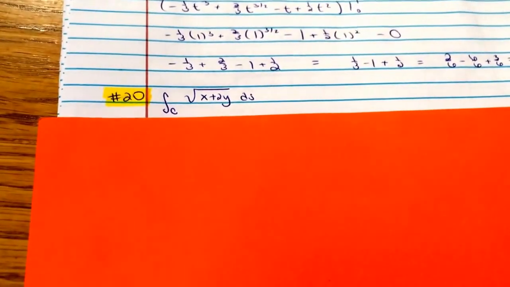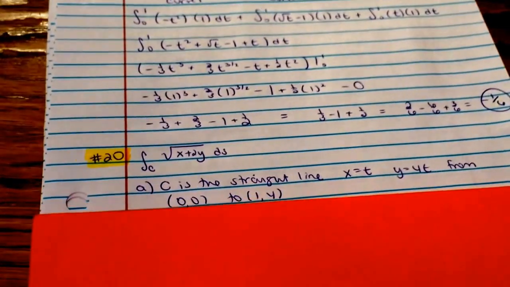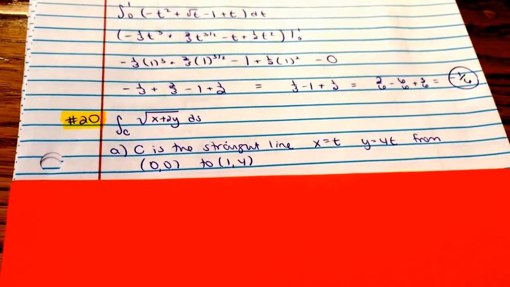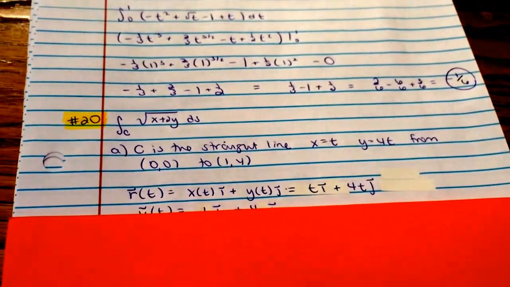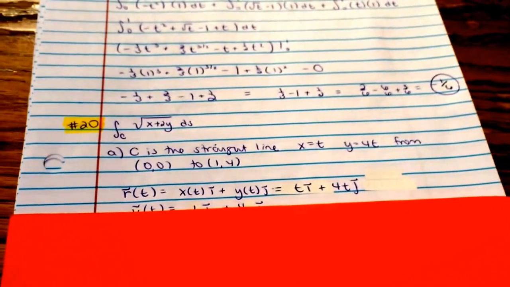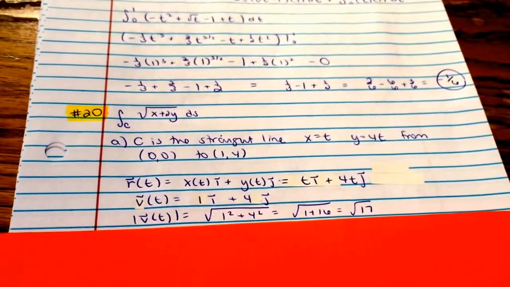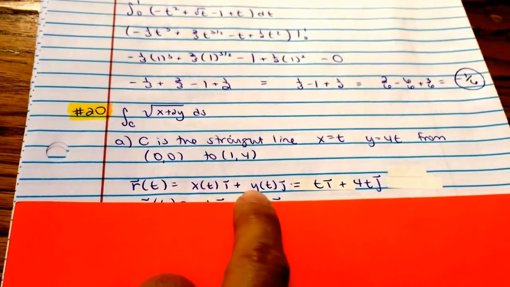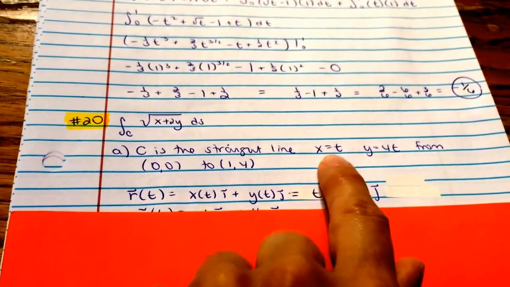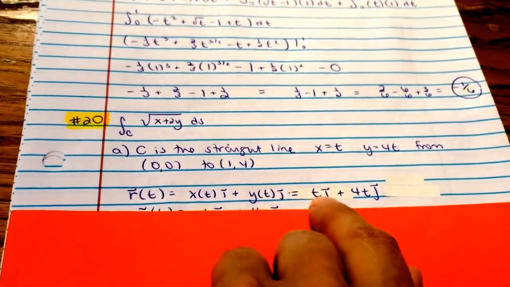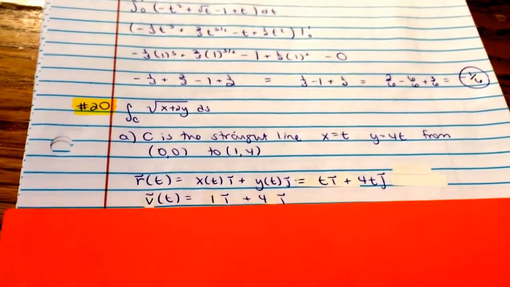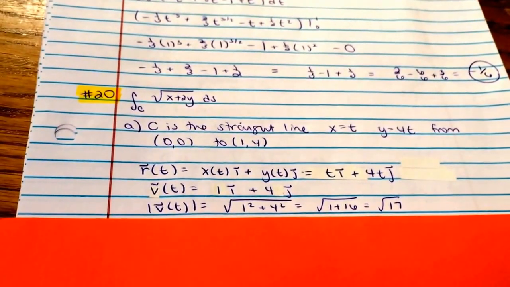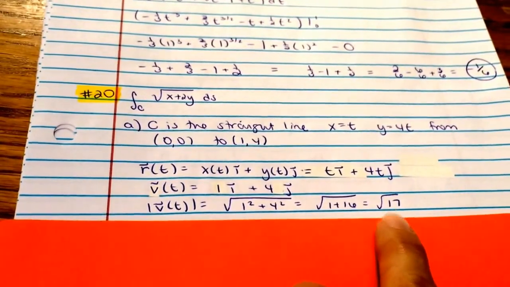So we're going to do number 20, and I have 2 different parts, part A and part B. Part A is the straight line, x equals t, y equals 4t from 0, 0 to 1, 4. Here they didn't give you the bounds on the t, so we'll talk about how to find them. My function, my r, has x of t in the i, y of t in the j, so it's just t in the i, 4t in the j. I went ahead and found my velocity vector and then the magnitude of that. That's going to be my extra piece that I use when I set up the integral.